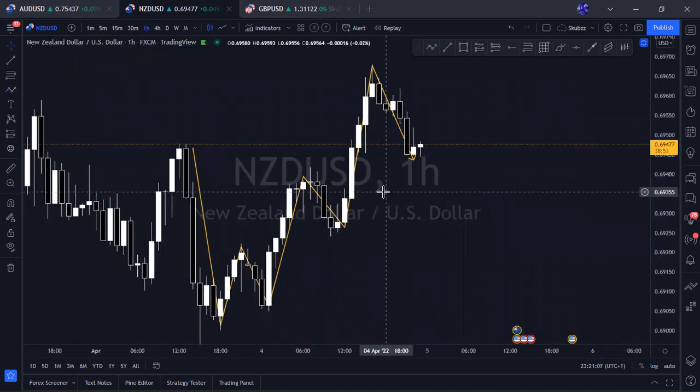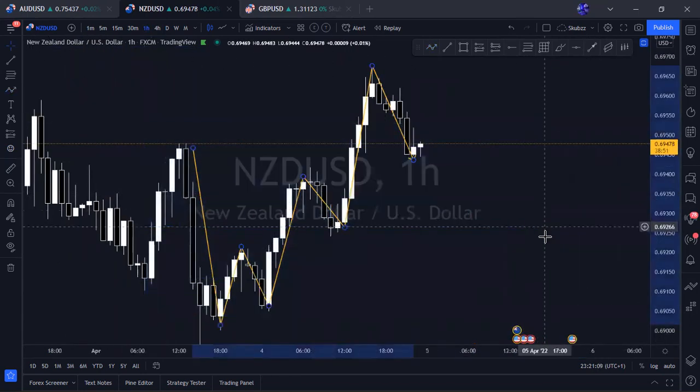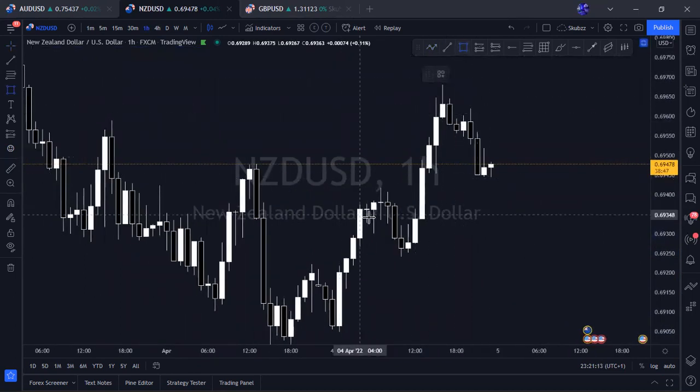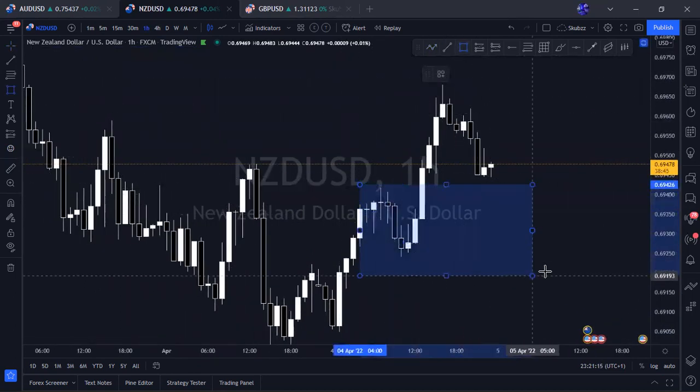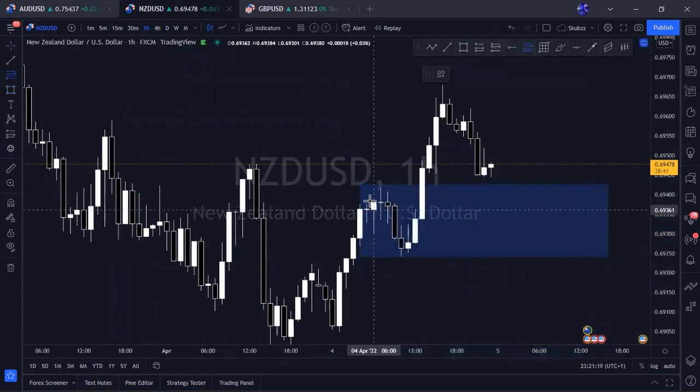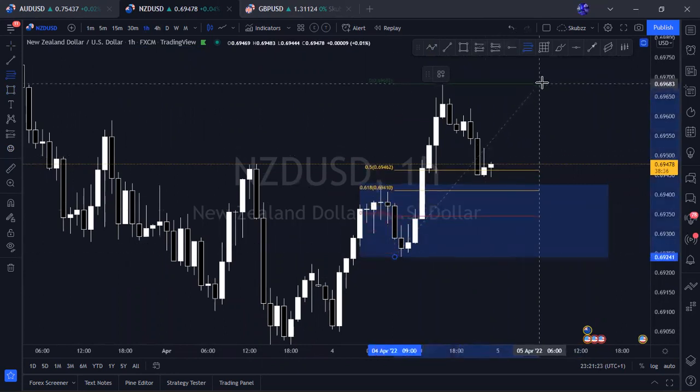So the market is bullish, and the point I'm looking at is around here, this whole zone here. And if we drop our fib, we'll see that that point is in our golden ratio.